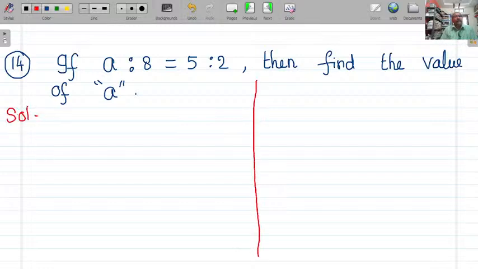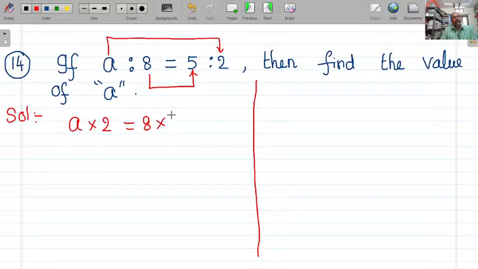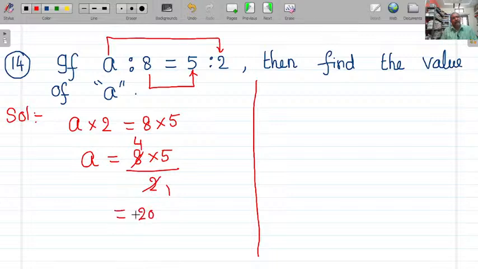So what is the first method? Product of the extremes is equal to product of the means. That means a into 2 equals 8 into 5. So what is a? 8 into 5 upon 2. 2 ones are 2, 2 fours are 8, so 4 into 5 is 20. So our answer is 20. Absolutely correct Mahesh. Wonderful.